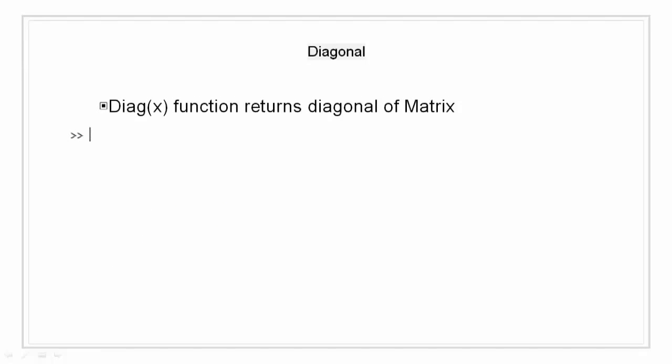The diagonal operation. The diagonal built-in function returns the diagonal of the matrix. Though it sounds simple, it can actually do all sorts of other things as well. Let's see it in an example.